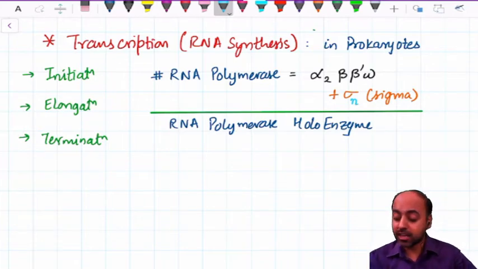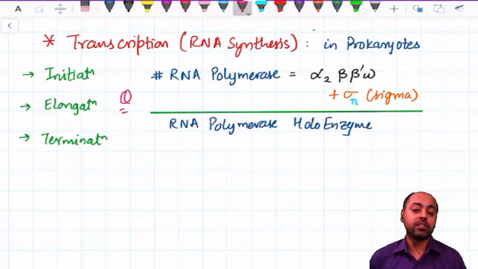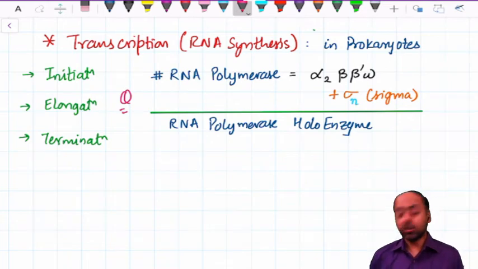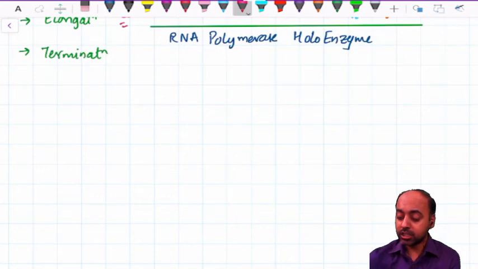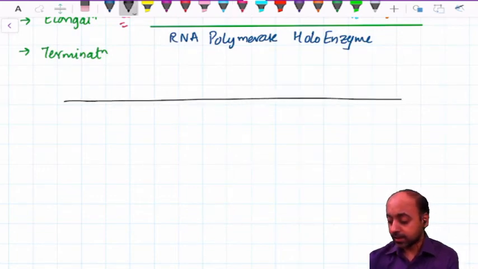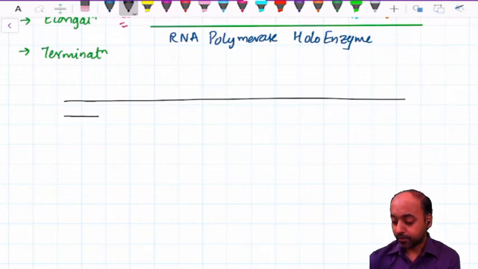This question is asked by the examiners: which unit will provide the specificity for the transcription? So your answer should be the sigma subunit. Okay, so now we have the RNA polymerase holoenzyme. Let's see what happens now. We are talking about initiation. So we have the DNA like this.